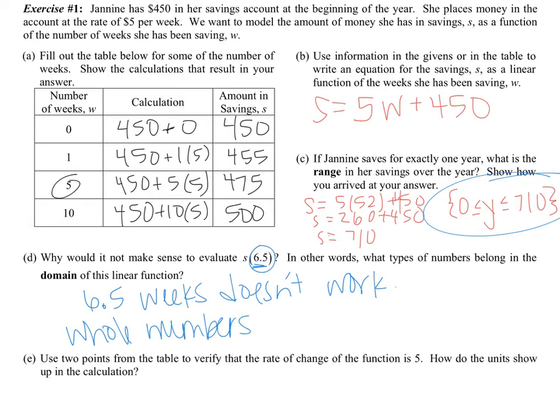So use 2 points from the table to verify that the rate of change is 5. So let's use the point 0, 450 and the point 5, 475. So change in y from 450 to 475 is plus 25. Then from 0 to 5 is 5. So our rate of change is 5.